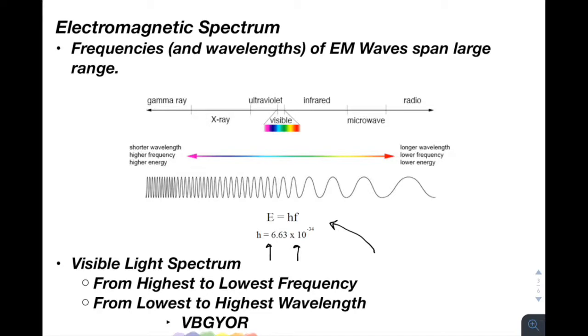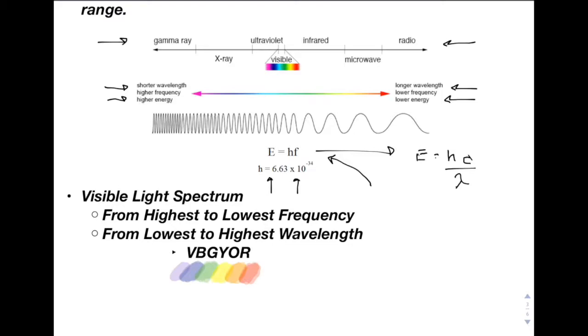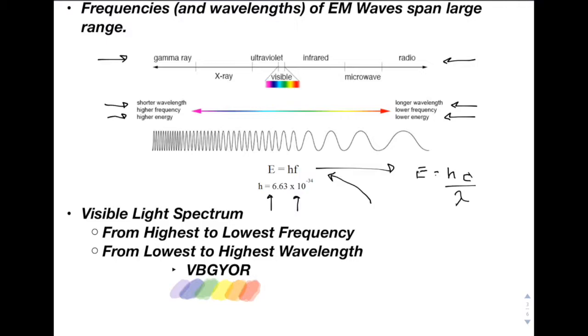So that's why there's a higher energy and a higher frequency on the left side of this electromagnetic spectrum, whereas the longer wavelength has a lower frequency and lower energy, because this equation can be further displayed as E is equal to h times c over wavelength. So what you should also take away from this electromagnetic spectrum is that at the very center is the visible light spectrum, and this is all the light that we can see as humans.